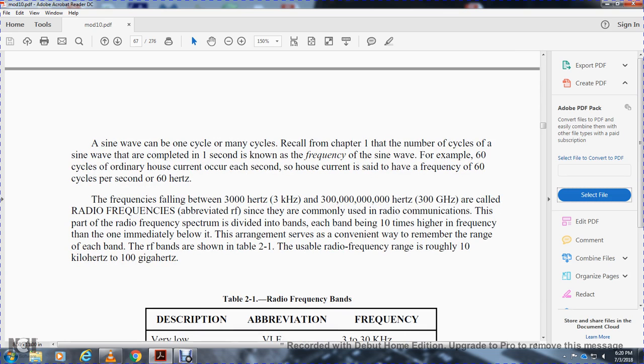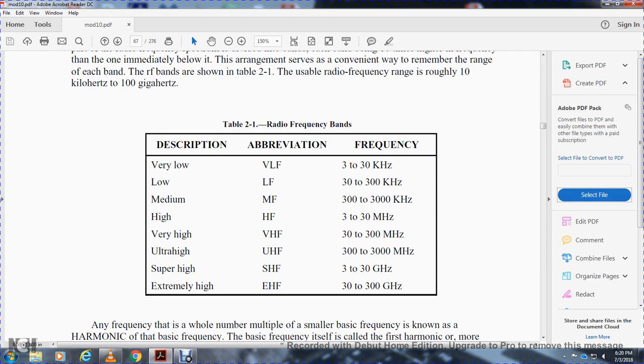Frequencies falling between 3,000 hertz, or 3 kilohertz, and 300 gigahertz are called radio frequencies. Since they are commonly used for radio communication, the radio frequency spectrum is divided into bands, each band higher in frequency than the one immediately below it. The arrangement serves as a convenient way to remember the range of each band. The radio frequency bands are shown in Table 3.1. The usable radio frequency range is roughly 10 kilohertz to 10 gigahertz.